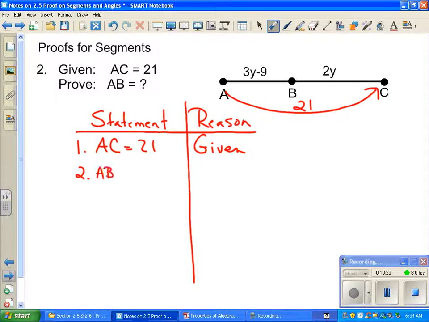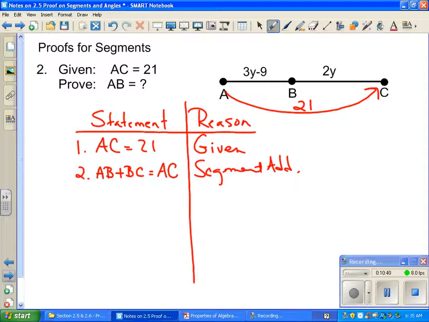So the first segment is AB, and we would like to add BC to that. And when I put those two segments together, it makes AC. This is segment addition. Because I'm adding two segments together and getting a larger segment.